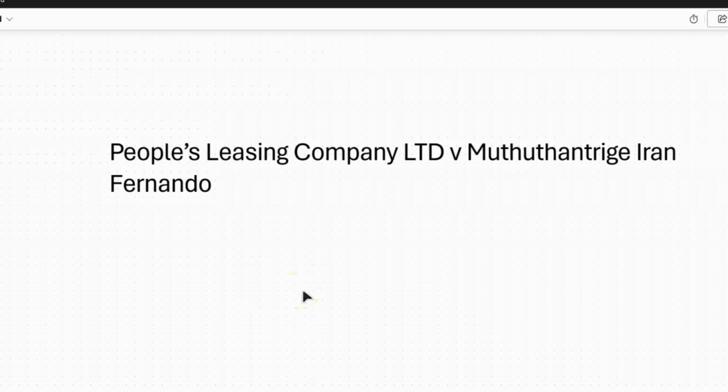Sri Lanka has three professions. What are they? Doctor, lawyer, and engineer. They can be a teacher, but teacher is not a profession. Professions are giving oath.